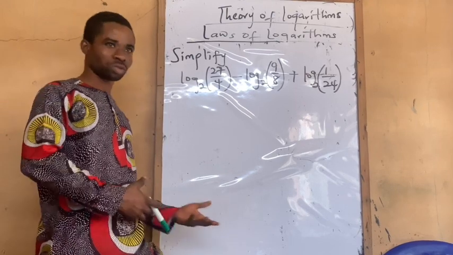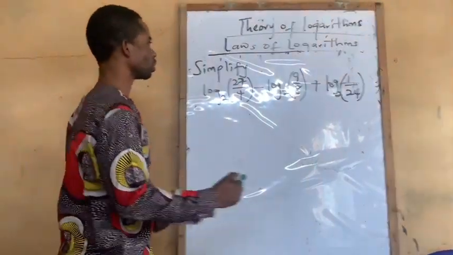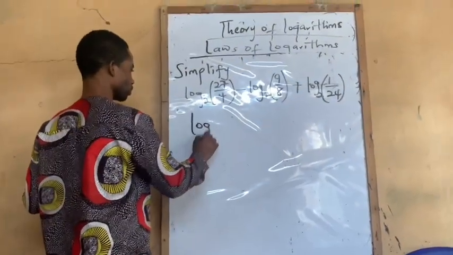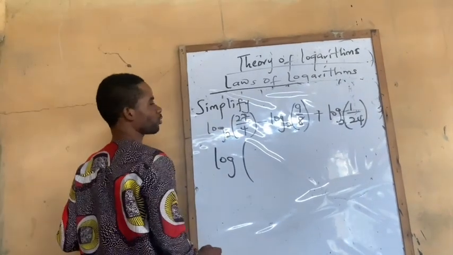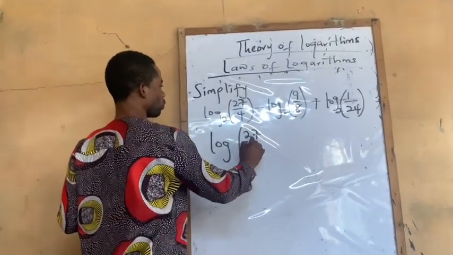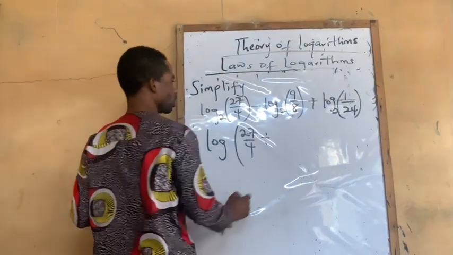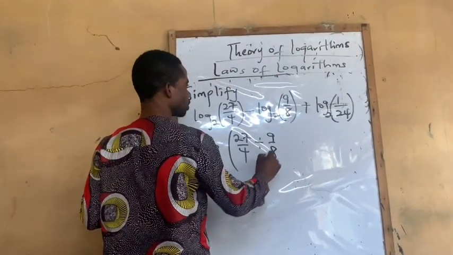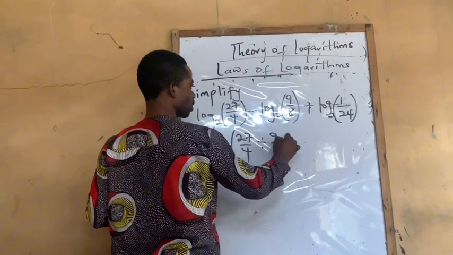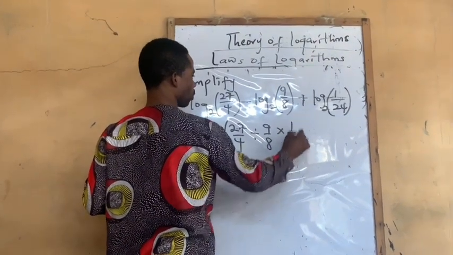So I'm just trying to let you know again that you can just say log, open a bracket for them, 27 all over 4. This minus will change to division. Divide by 9 over 8, and this plus will change to times 1 all over 24.